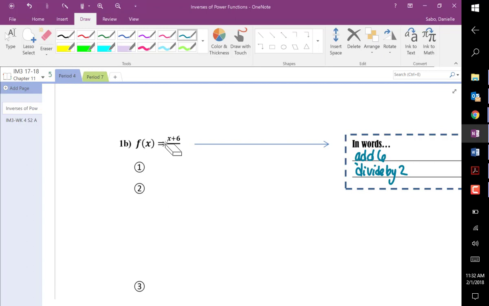Subtract. So if you can say it in words, you can see what you're going to do. I originally am going to add 6 and divide by 2. My inverse is going to multiply by 2 and then subtract 6. And we're going to see that that's true.